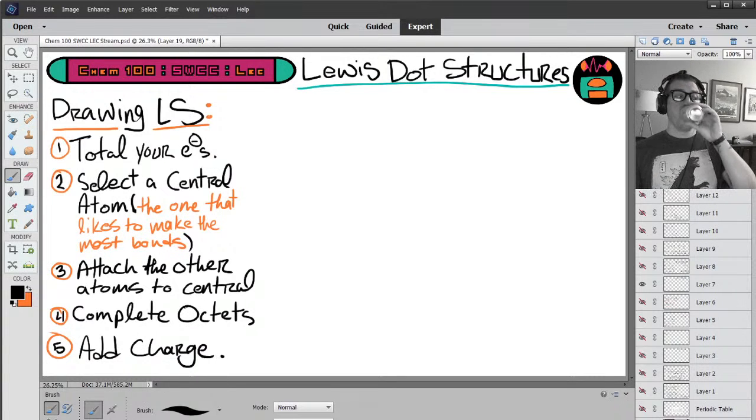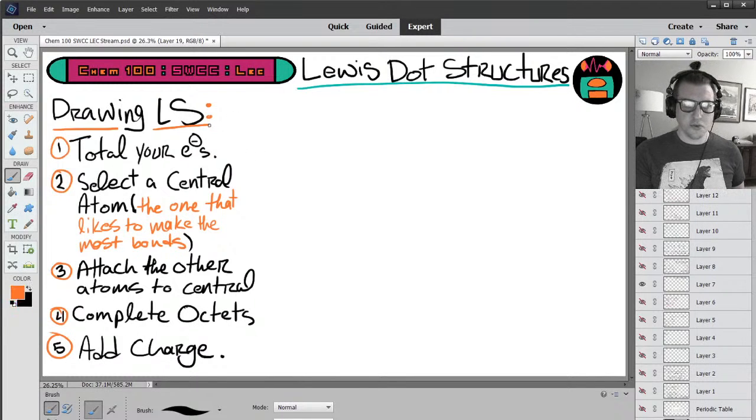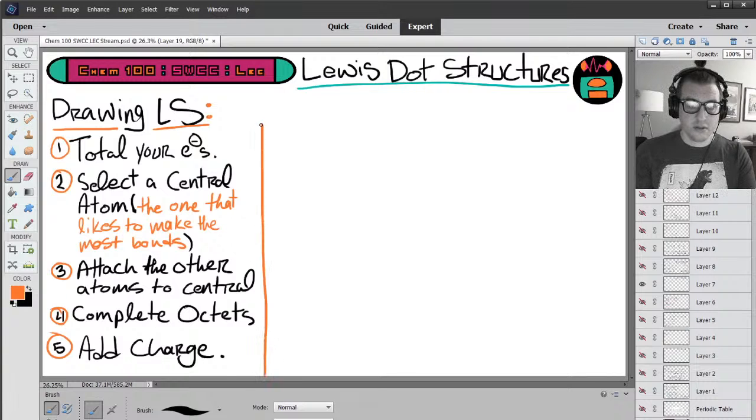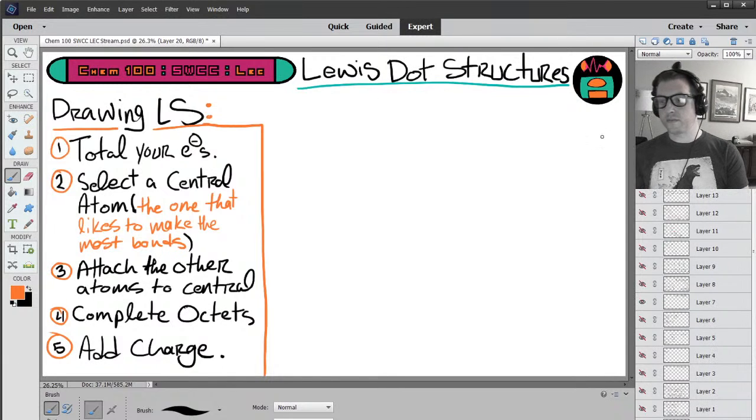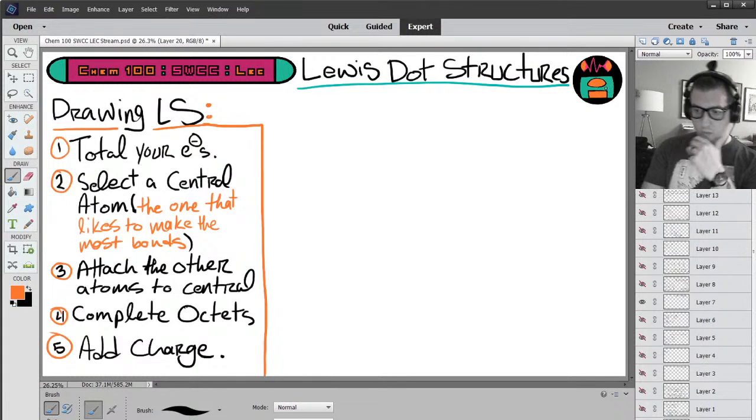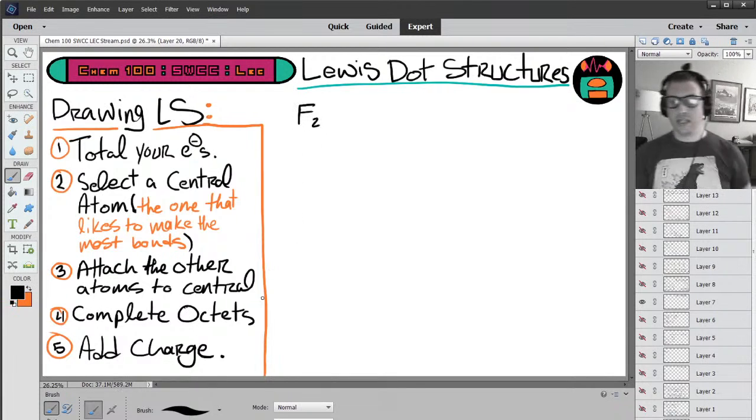All right. So these are the 5 steps. Granted, just writing them out doesn't necessarily tell you what to do or how to do them. So we're going to do some examples, and that will help this process make better sense. So, for example, let's start slow. Let's start with F2.